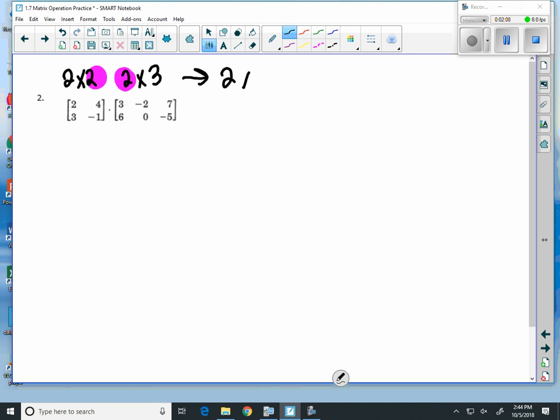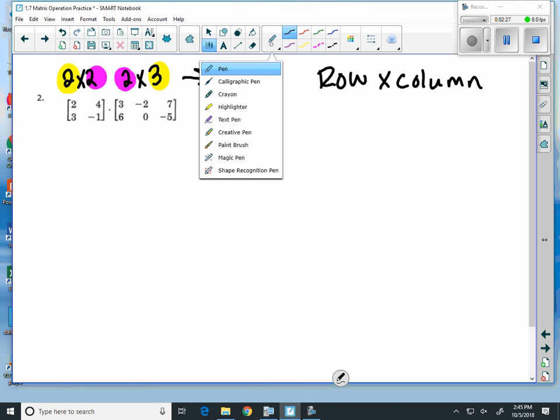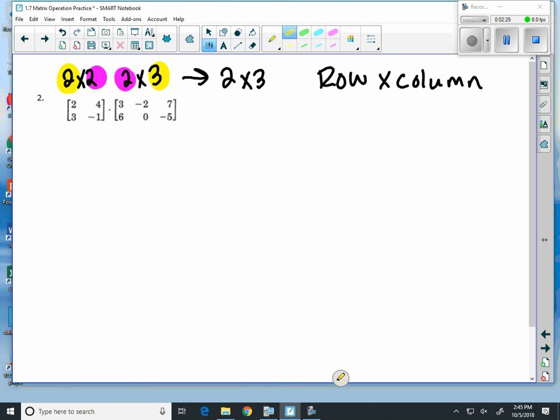So our resulting matrix is going to be a 2 by 3 matrix. And that comes from these outside numbers. The 2 by 3 tells us the resulting size of the matrix. When we multiply matrices, we always multiply row by column every single time. So when we start, we're going to start with row 1, column 1.